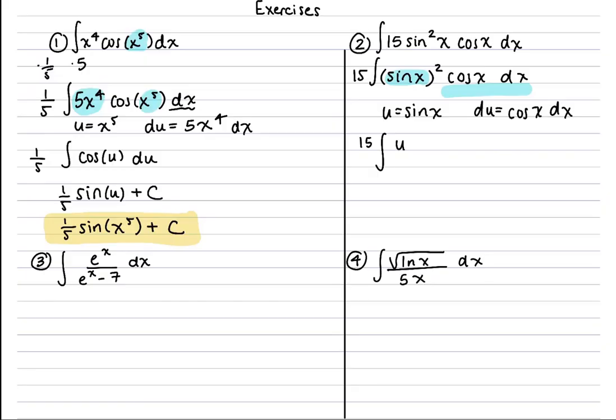We have u squared du, and we integrate. When you integrate, we're remembering our power rule, so we up the power by 1, multiply by that 1/3 out front. You still have the 15, and our integration constant, we're not going to forget that. So this becomes 5, replacing our u again with our function of x. So we get 5 sine x cubed.